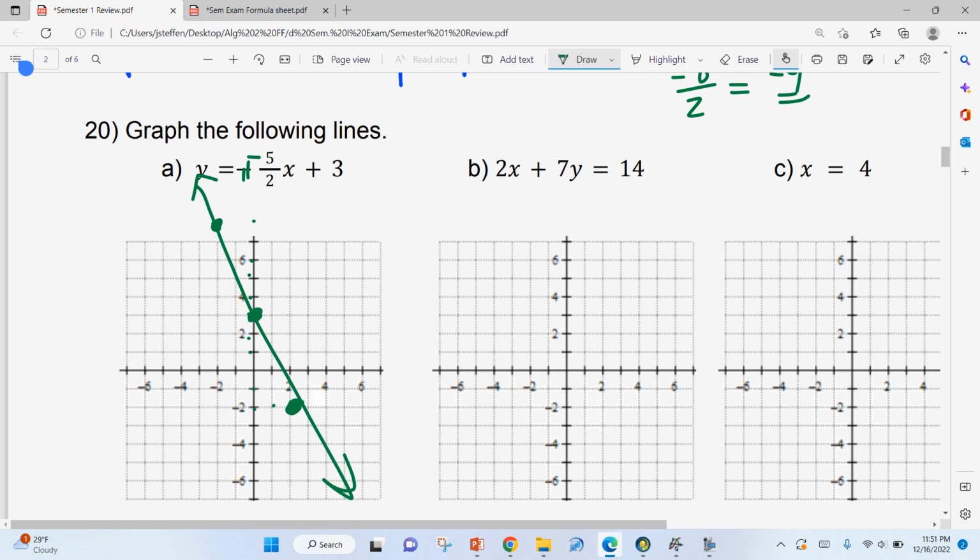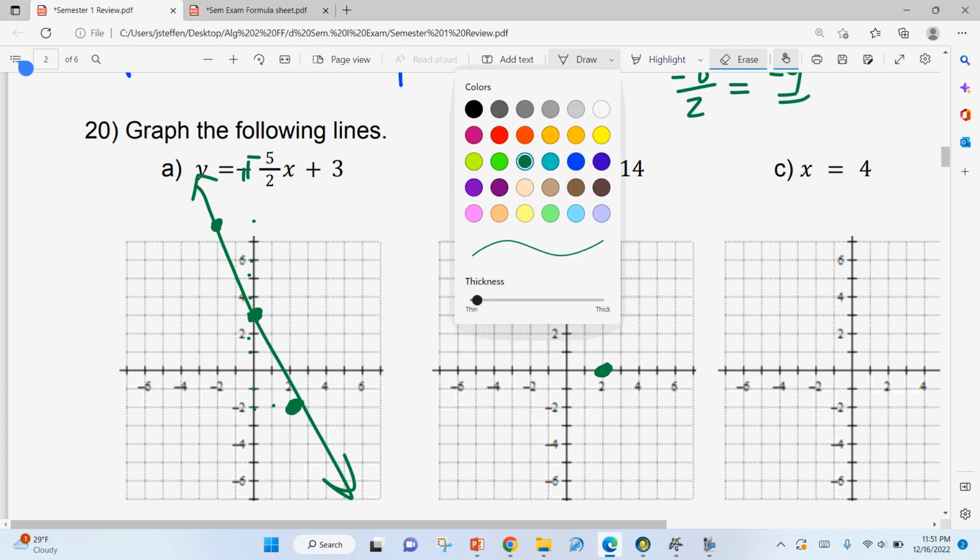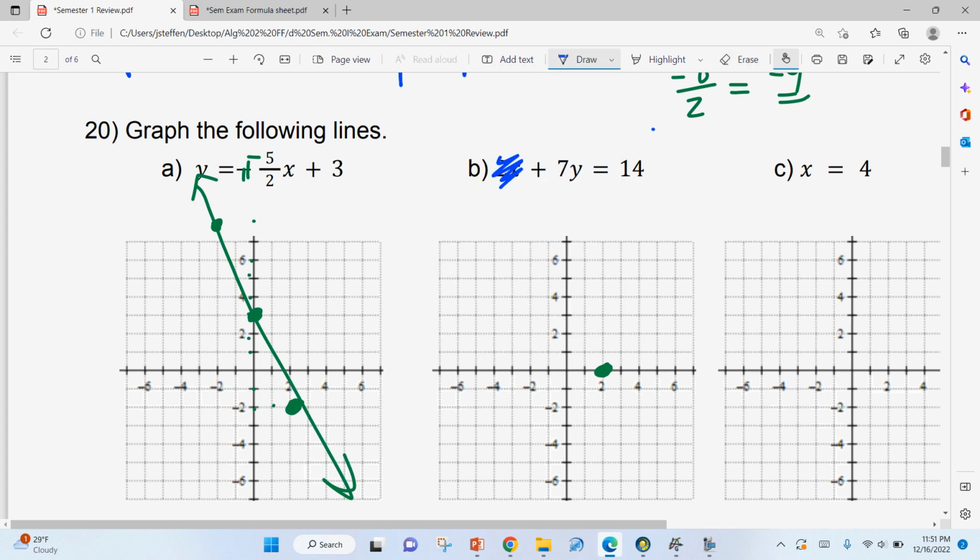Now this one, again, you can either put it in slope-intercept form or use the cover-up method or the eye patch method. So we could cover that up to find our x-intercept, divide both sides by 2. So our x-intercept is 2. Then we cover up the other one. Divide by 7. Our y-intercept.